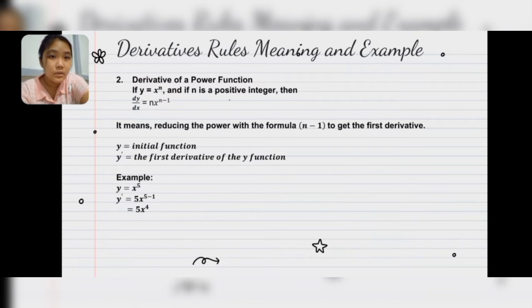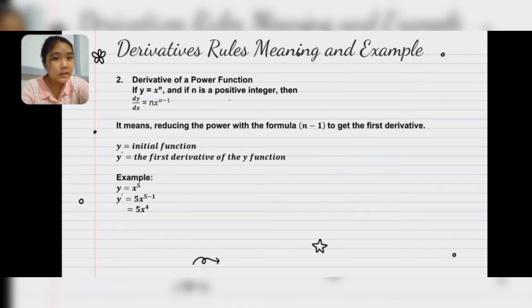And then number 2, derivative of a power function. If y equals x to the n power, and n is a positive integer, then dy per dx equals nx to the n minus 1 power. It means reducing the power with the formula n minus 1 to get the first derivative. Y is the initial function, and y prime is the first derivative of the y function.